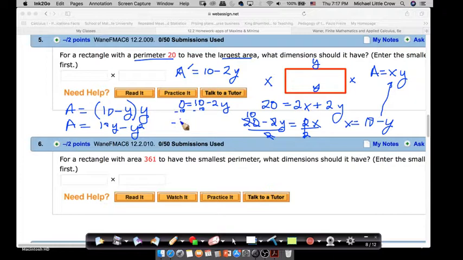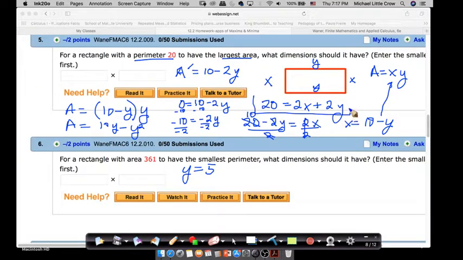So you get negative 10 equals negative 2y. Divide both sides by negative 2. That's going to give us y equals positive 5, which is good. I thought we were going to get a negative number, and that's not good for the length of a rectangle. It's got to be positive. So what do we do with that?